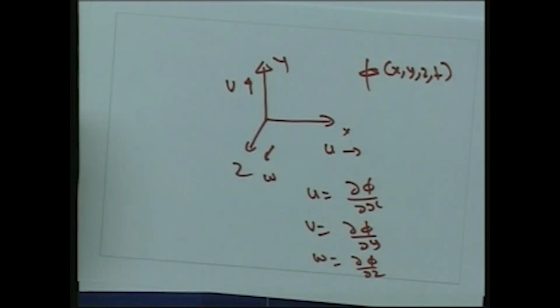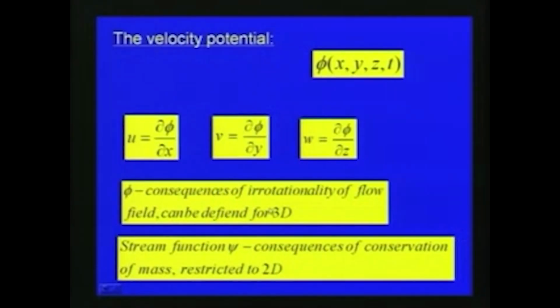The velocity potential is a consequence of irrotationality of the fluid flow and can be defined for 3D flow. We can also define another term called stream function, which is a consequence of conservation of mass restricted to 2D. That we will be discussing later. So the velocity potential phi is defined such that the velocity components u, v and w are del phi by del x, del phi by del y and del phi by del z.